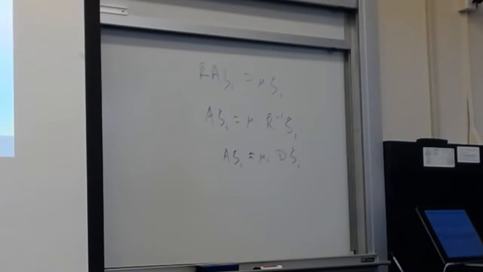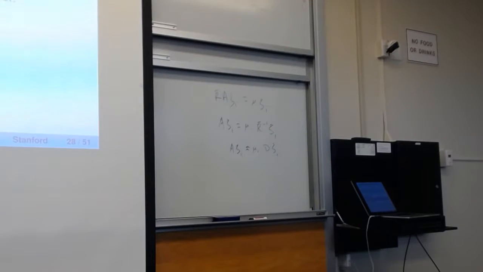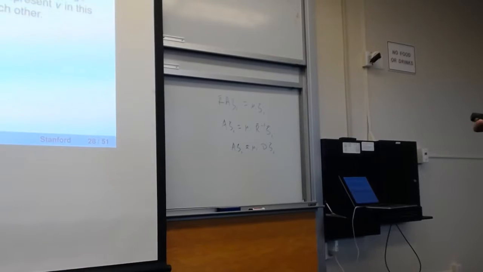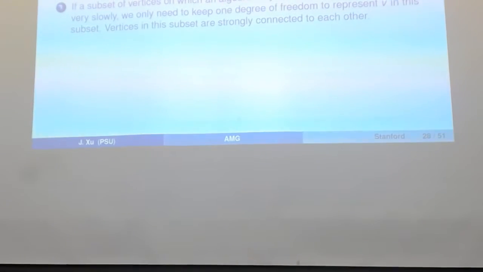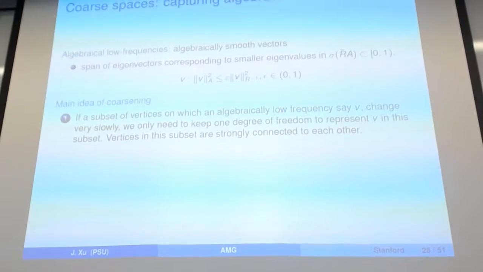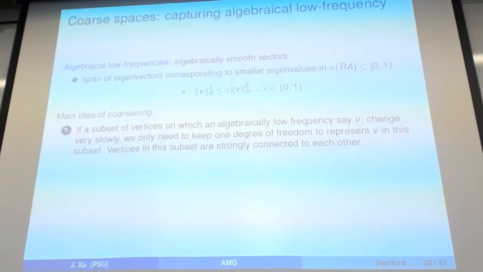Okay, here's the main idea of the coarsening. This is the key of at least one of the algebraic multigrid methods. Please listen carefully about this one, because it's not a proof, it's just heuristic, but it's based on the theorem. Let me read this. If a subset of vertices on which an algebraic low frequency changes very slowly, I want to reduce the degrees of freedom. So if you take an algebraic low frequency, I want to be able to use the coarse space to capture the algebraic low frequency. You got it?